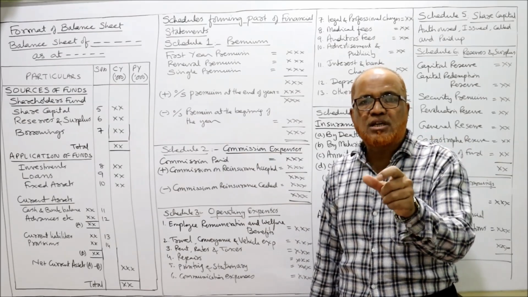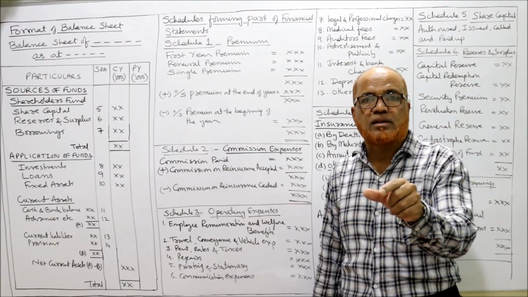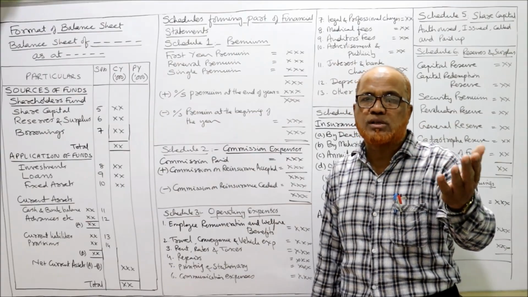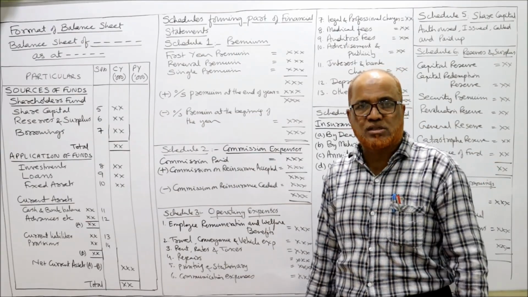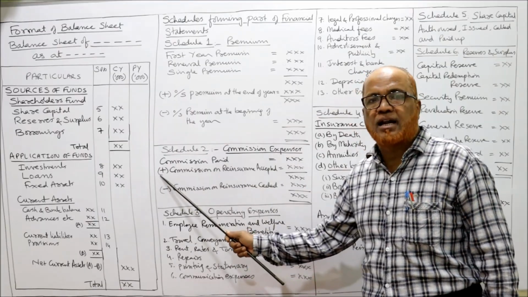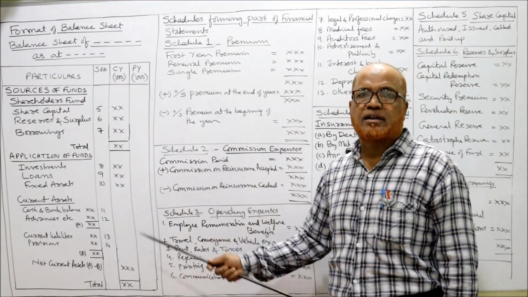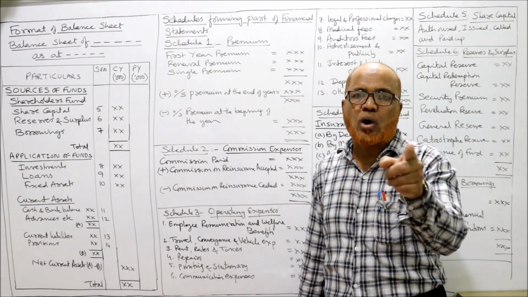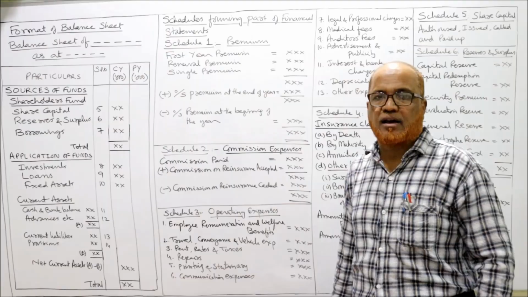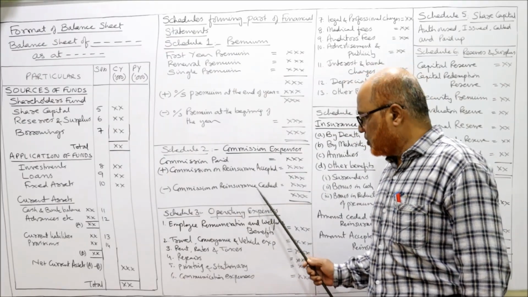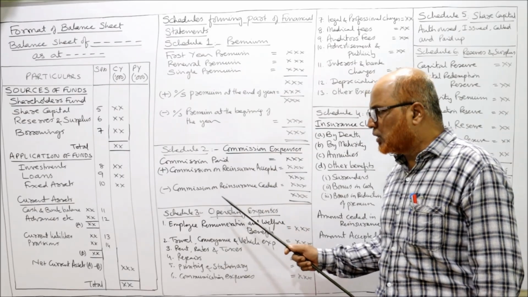Reinsurance. First, you must know what is reinsurance. Then you will be able to understand what is commission on reinsurance accepted and commission on reinsurance ceded. For the time being, remember that accepted should be added and ceded should be deducted. Just remember this point. Accepted has to be added, ceded has to be deducted. Shortly I will explain. This is the total of schedule 2.